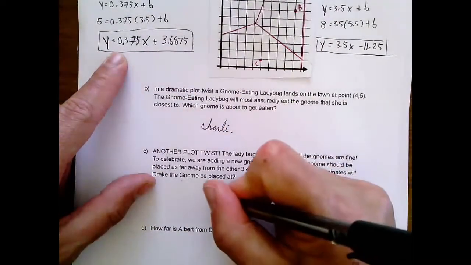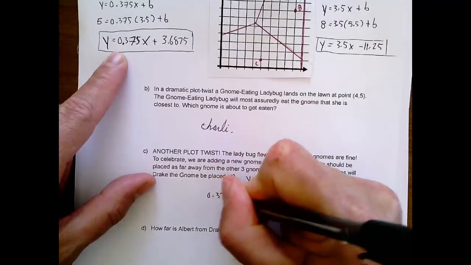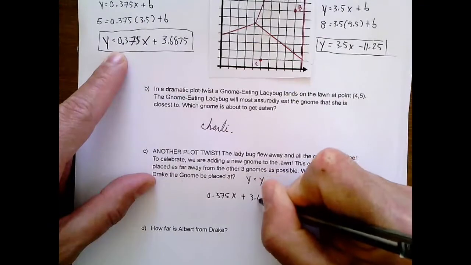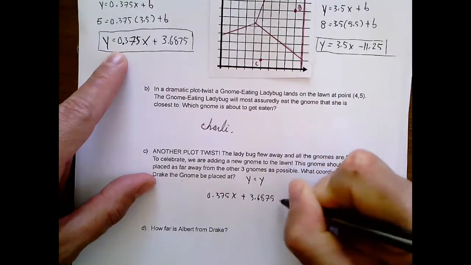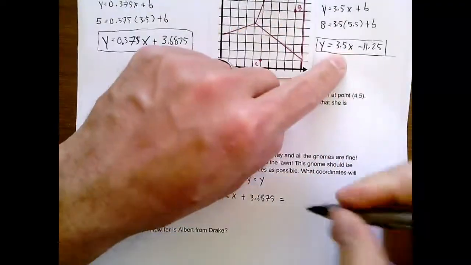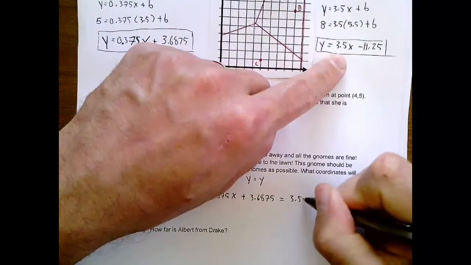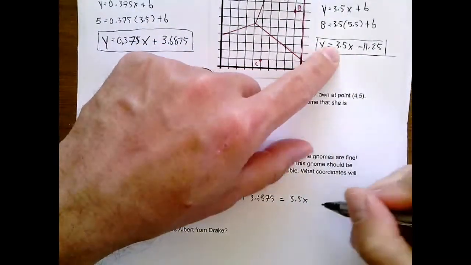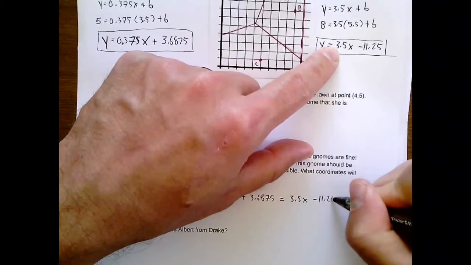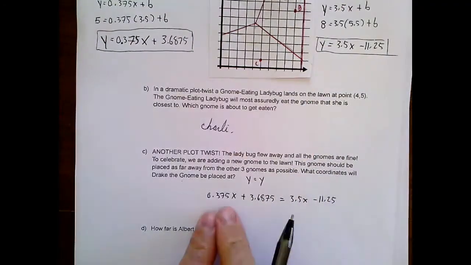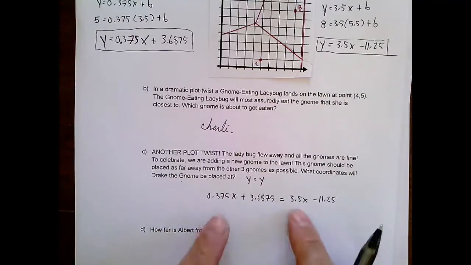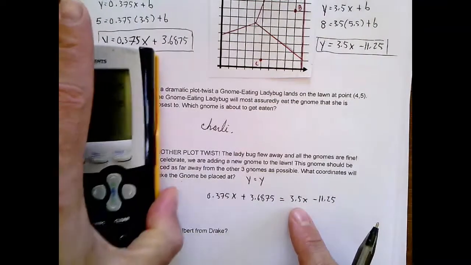I would say 0.375x plus 3.6875. And that's equal to 3.5x, because this is y, but it says y could also be that. So we're just substituting. There we go. So now we only have x's to deal with. Great. So step one, let's subtract 3.5x from both sides.